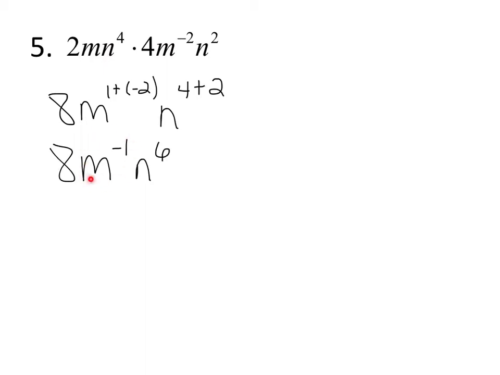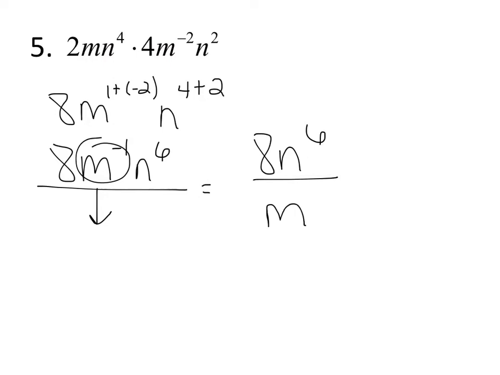Now because we have a negative exponent here, we need to drop it like it's hot. So this is going to go down here, leaving you 8n to the 6th over m to the first power, but we don't write that. When you drop it like it's hot, the negative exponent becomes a positive exponent.